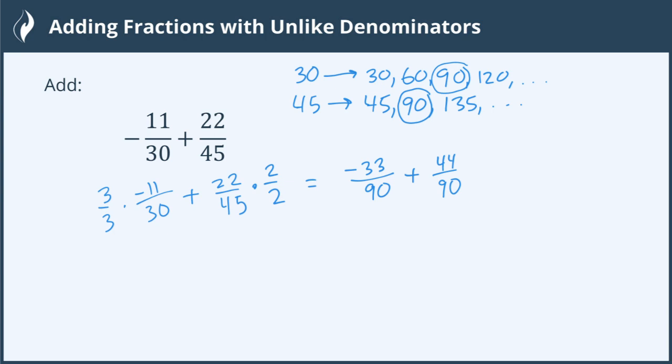Now they have common denominators, so I can go ahead and keep the denominator as is, as 90, and add the numerators, negative 33 plus 44, which would be 11. Then look and see if you can simplify or reduce this fraction at all. I don't think I can because there's no number that divides into both 11 and 90 other than 1. So I'm done. And when I add negative 11/30 plus 22/45, I can say that that ends up with 11/90.